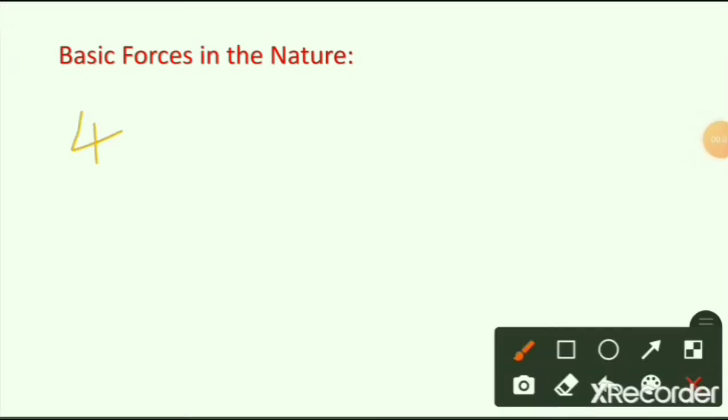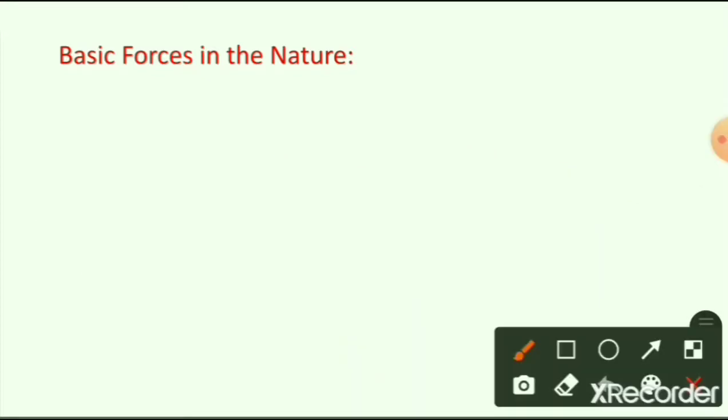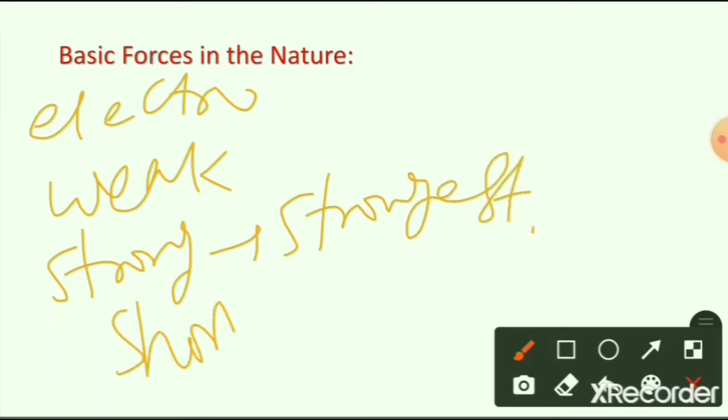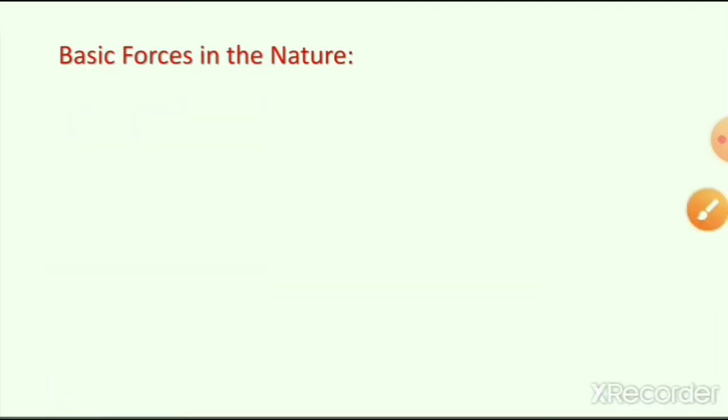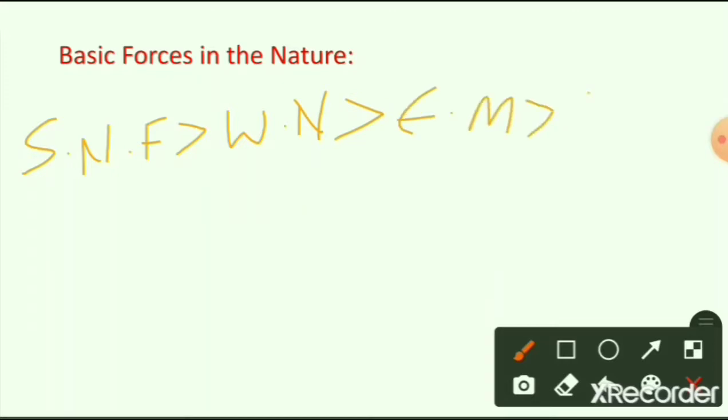Basic forces in nature, there are 4 types. First one is gravitational force. It is the weakest force and a long range force. The next ones are electromagnetic force, weak nuclear force and strong nuclear force. Strong nuclear force means strongest force and short range force. The relationship between the basic forces: strong nuclear force is greater than weak nuclear force, which is greater than electromagnetic force, which is greater than gravitational force.